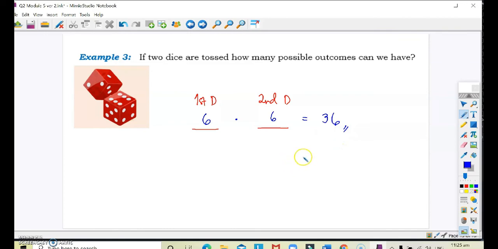Can you give some possible outcomes? If I'm going to give some possible outcomes, I can have 1 and 1 as an outcome. I can also have 2 and 1. I can also have 1 and 2, 3 and 3, and you can name a lot more. If I name 4 already out of the 36, then you can still name 32 different pairs of outcomes.